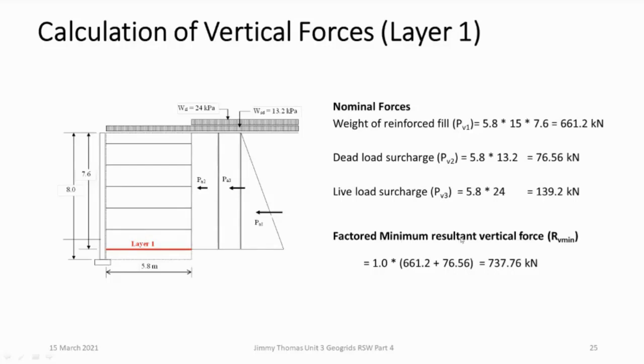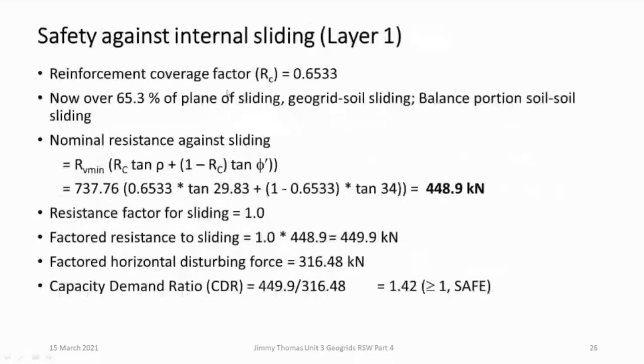So factored minimum resultant vertical force is again, the load factor is 1, because for sliding we want to have the minimum force, so load factor is 1. Internal sliding, same concept actually. See, now our reinforcement coverage factor is 0.6533. The RC is the coverage factor. So in the plane of sliding, 65.3% of the area it will be geogrid to soil sliding. Balance portion is soil to soil sliding.